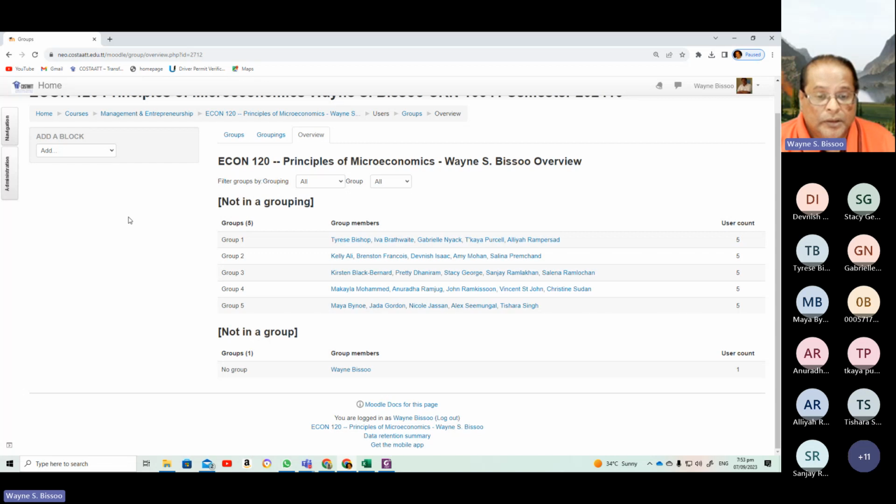Group 4, Michaela Mohammed, Radha Ramjug, John Ramkisoon, Vincent St. John, and Christine Sudan. And Group 5, Maya Bino, Jada Gordon, and Jada hasn't arrived in class yet, so we might have to reach out to her. Nicole Jasan, Alex Simangal, and Tashara Singh.